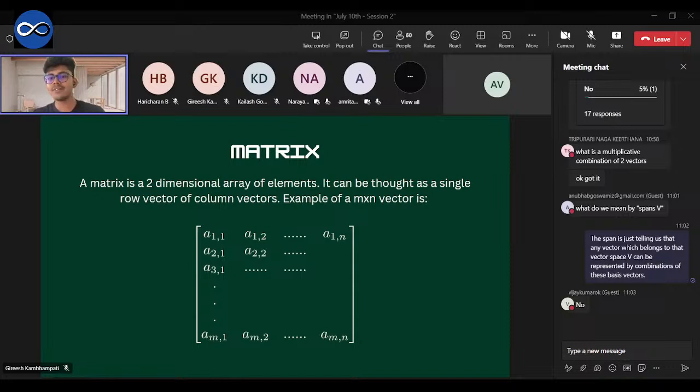Similarly, here we have m rows and n columns, so it's an m cross n matrix, or m by n matrix. So a matrix is a two-dimensional array of elements, but we can also think of it as a vector of vectors. So yeah, next slide.